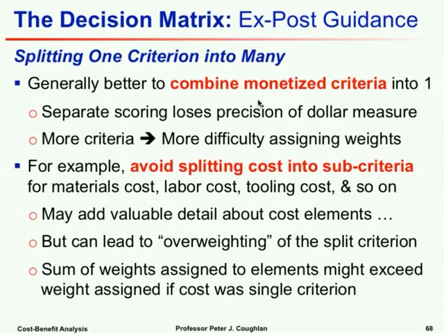For example, it's troubling when you split cost into sub-criteria, right? Sometimes you might have materials cost, labor cost, tooling costs, and so on. It may add valuable detail about the cost elements that you can observe in the decision matrix, but it can lead to overweighting of the split criterion, right? If I list all the cost elements, say 5 different cost elements, as opposed to combining them, psychologically, what tends to happen is people assign a little bit of weight to each one, and the sum of the weights ends up being greater than what you would have weighted overall cost in the first place.